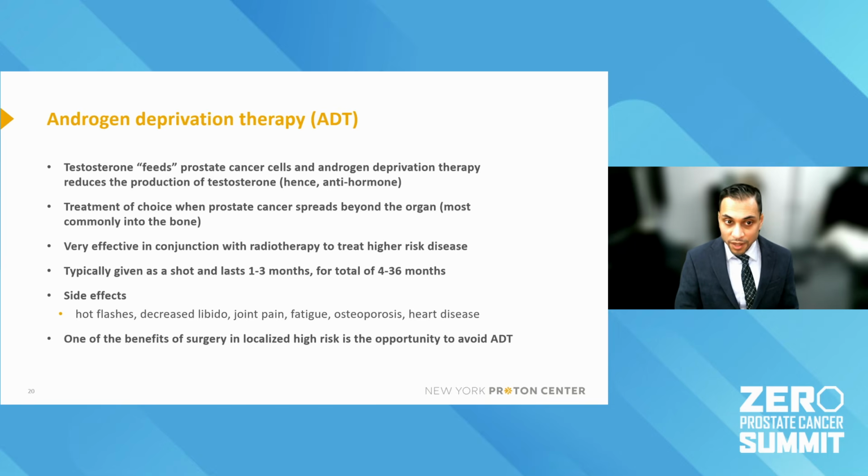It's also very effective and a lot of times necessary to be used in conjunction with the radiotherapy to treat higher risk disease. This is typically given as a shot that lasts 1 to 3 months. You can have it from anywhere from 4 months to 36 months. Typically for unfavorable intermediate risk disease, it's given for 6 months. And then for high risk, it's given for 18 months. Very, very high risk, you might have it for a little bit longer.